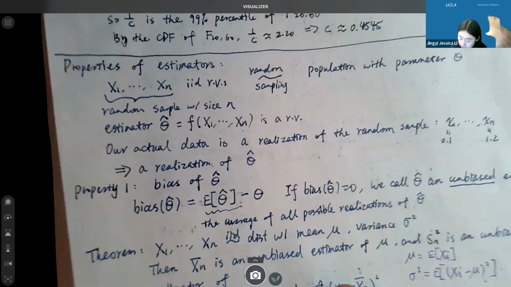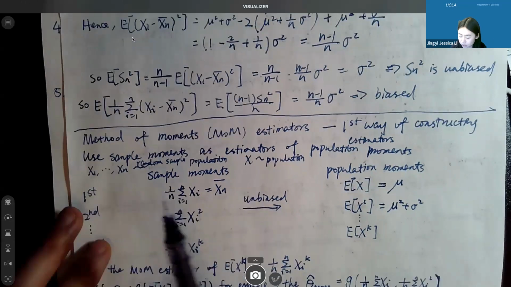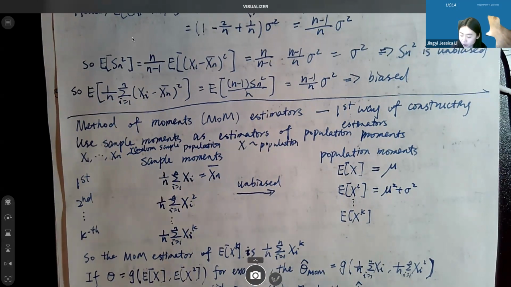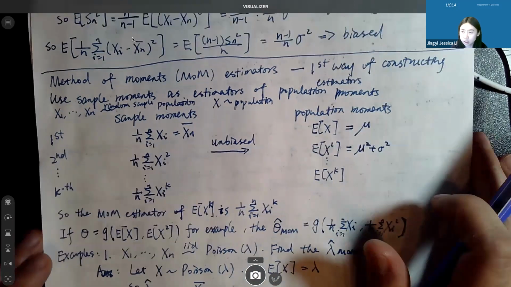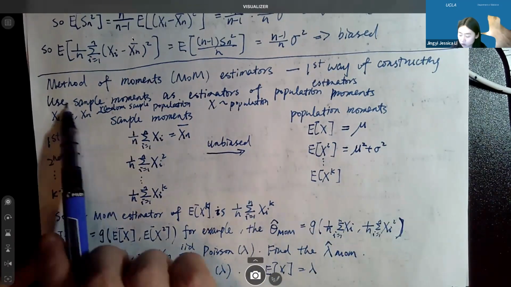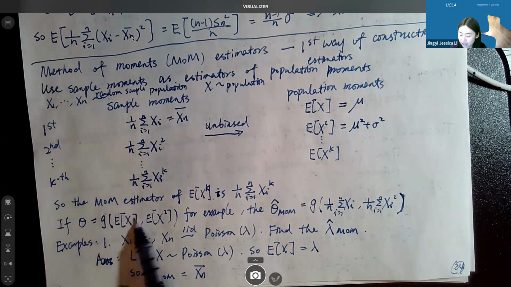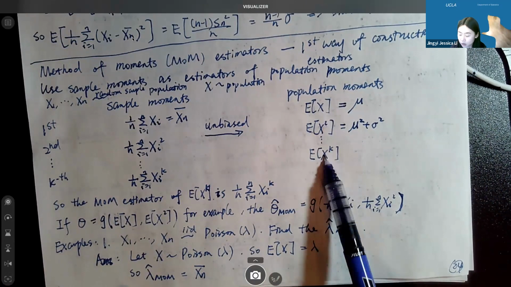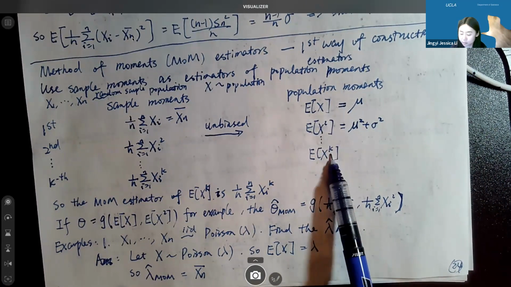And after this, we introduced the bias, right? And then we talked about how to construct estimators in general, given that we have a population with some parameter theta to be estimated. So the first way we introduced for constructing estimators is called the method of moments. The idea is very simple. We want to express our parameter as a function of population moments. And these are the definition of population moments. It's just the expectation of the random variable raised to a power. If the power is k, we call it the kth population moment.